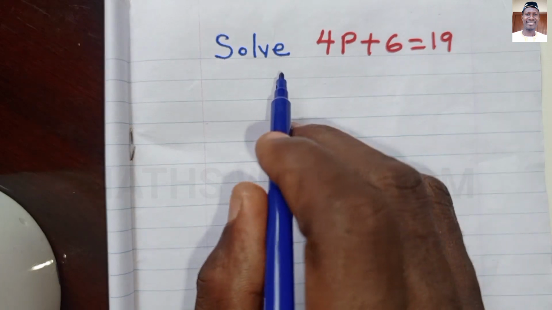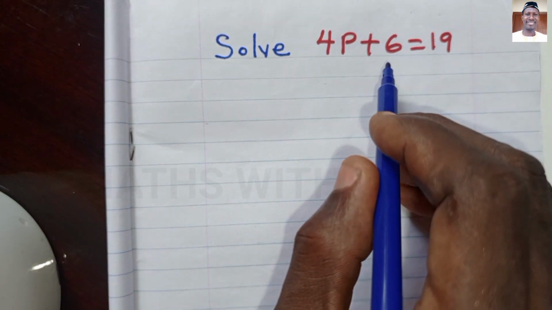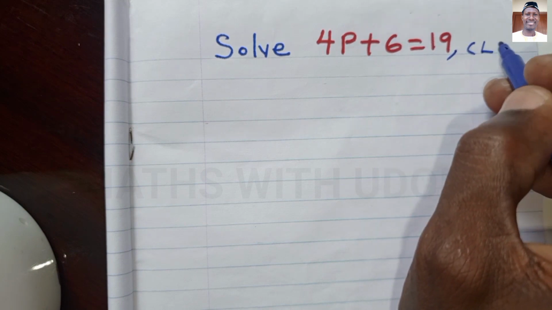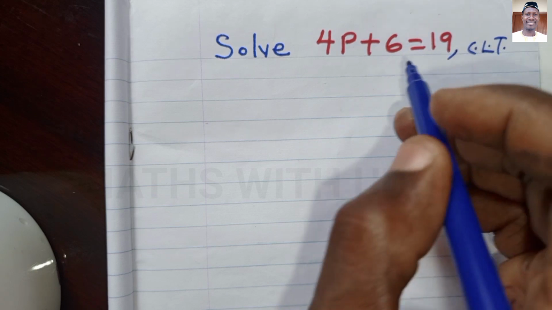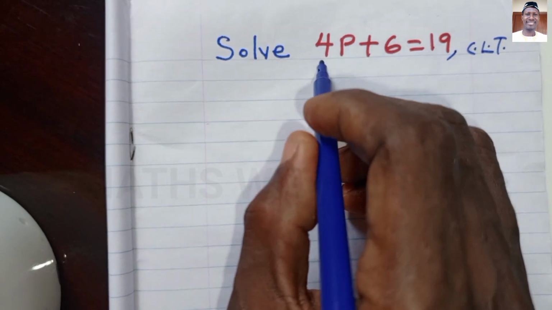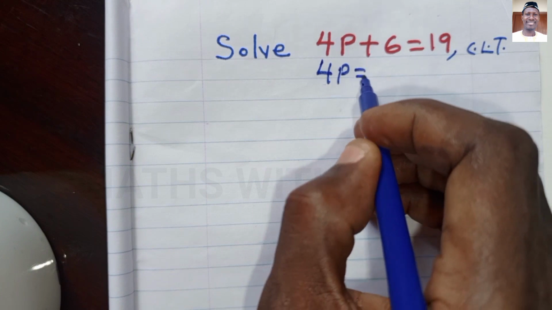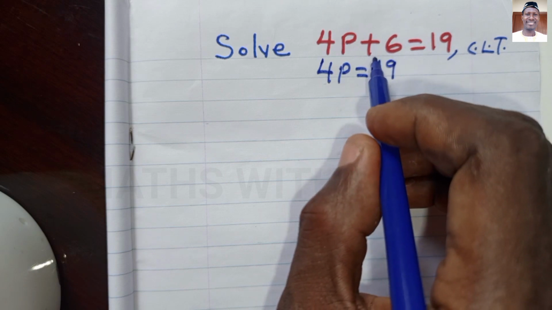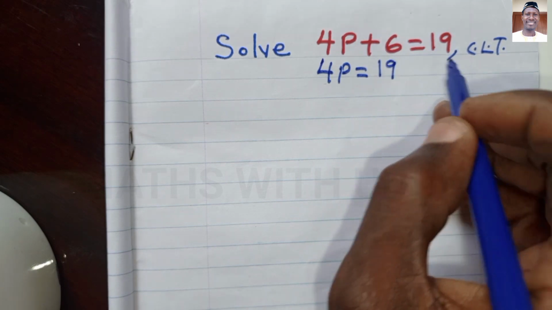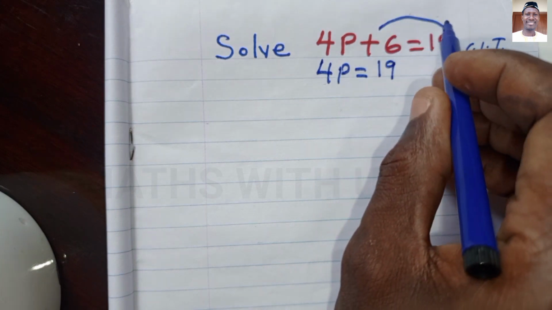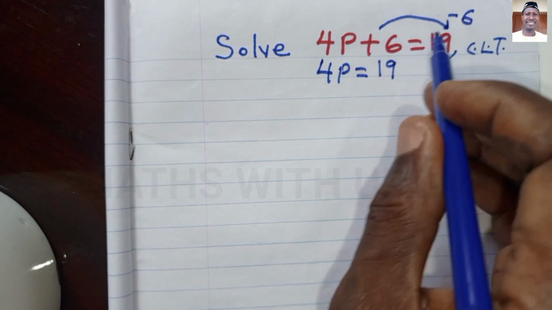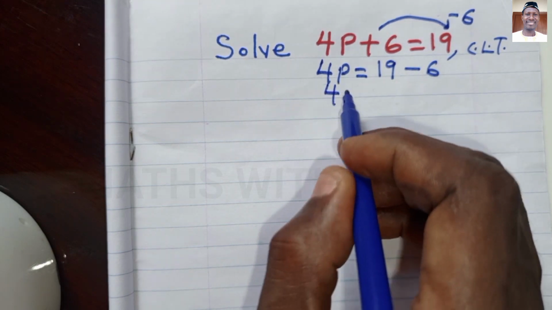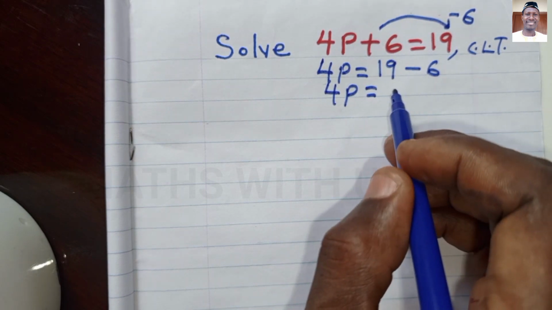Hello, we have to solve this equation. Solve 4p plus 6 equals to 19. So the first thing to do is to collect like terms. When you collect like terms, we have 4p equals, this 19 was there before. Then the plus 6 will cross over to the other side, and the sign will change from positive to negative 6. So we have negative 6. So we have 4p equals to 19 minus 6 is equal to what?